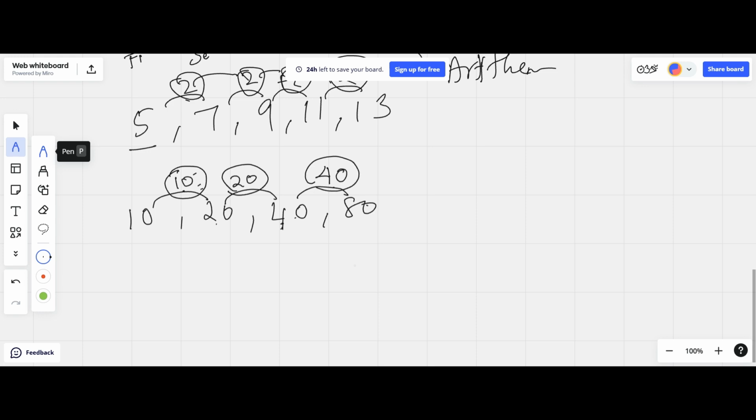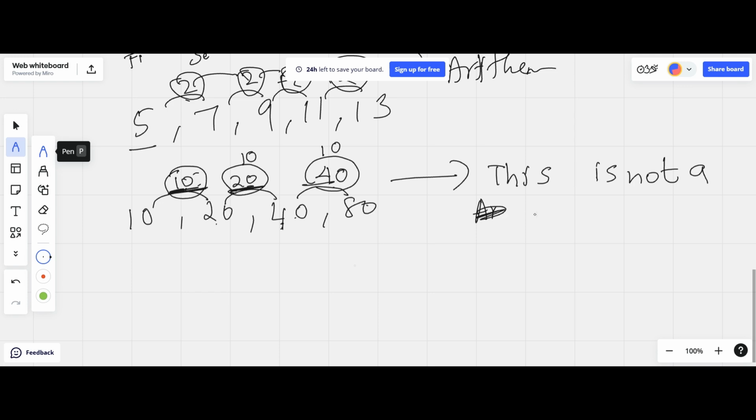Is this the same? Here it is 10. If this needs to be an arithmetic sequence, here also it needs to be 10, and here also 10. But here the first difference is 10, the second difference is 20, the third difference is 40. So the differences are different, so this is not an arithmetic sequence.